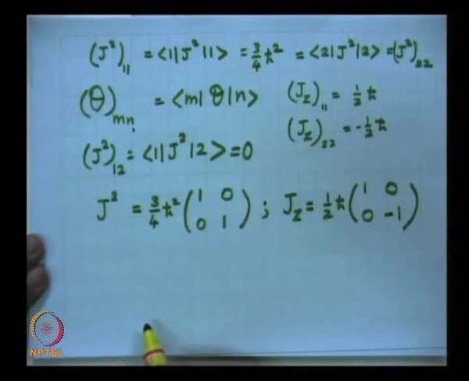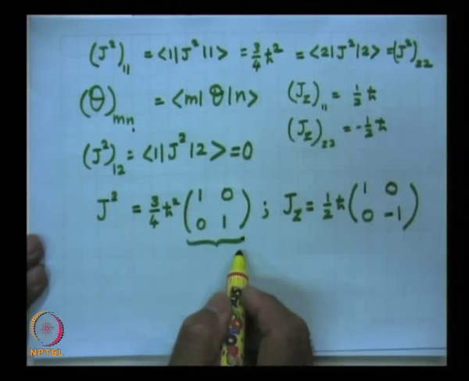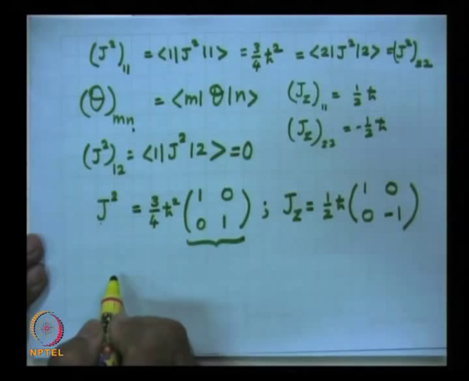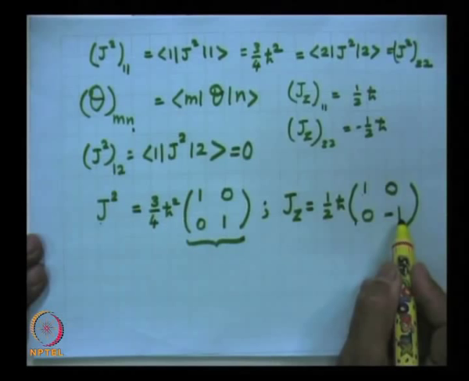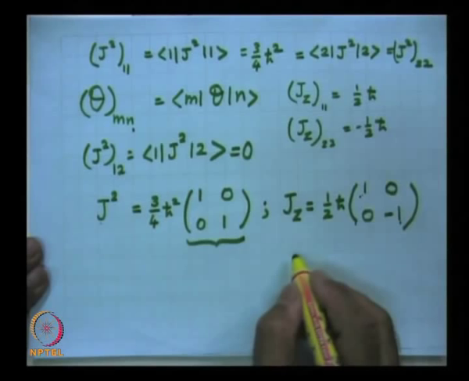Notice that the eigenvalue of this matrix is just 1. So, the eigenvalue of this operator is just 3/4 ħ². The eigenvalues of this matrix for Jz are 1 and minus 1. So, therefore, the eigenvalues of Jz are plus half ħ and minus half ħ.